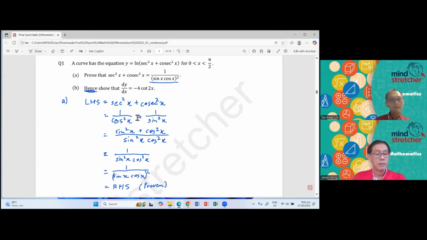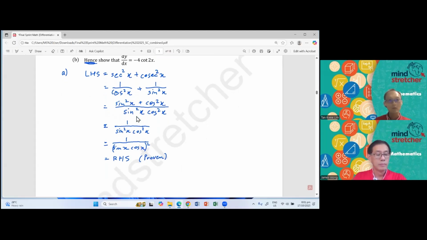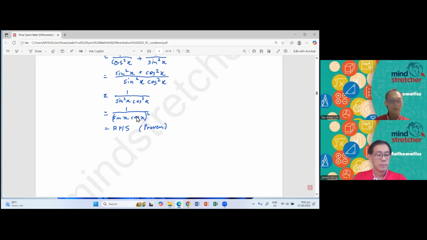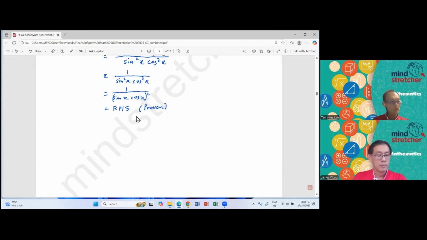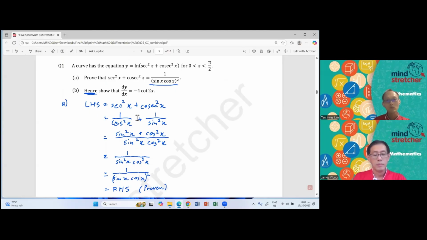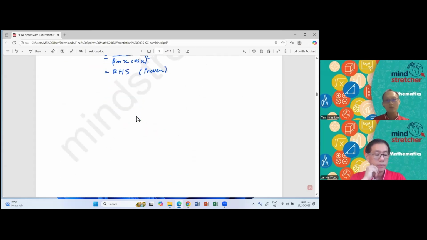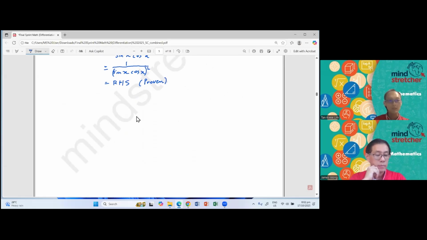All right, then for part B, hence show that dy/dx is equal to -4 cotangent 2x. Okay, so before we actually do this, we will have to consider what we have here. This y equals ln of secant square x plus cosecant square x, right? Based on what we have just proven for part A, we will substitute this into this equation, so that it is more convenient for us to work on this part B.